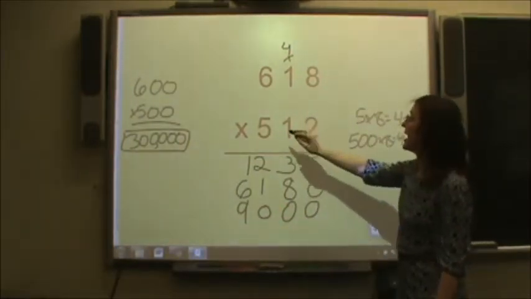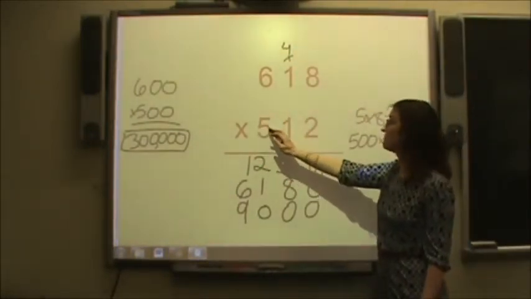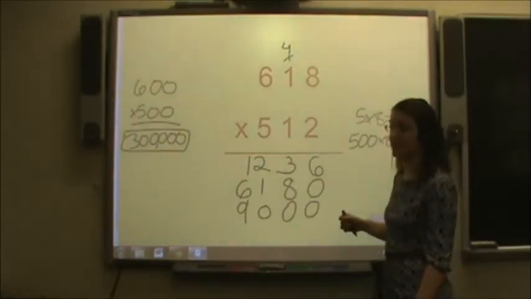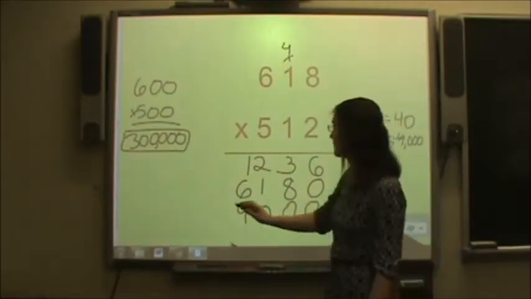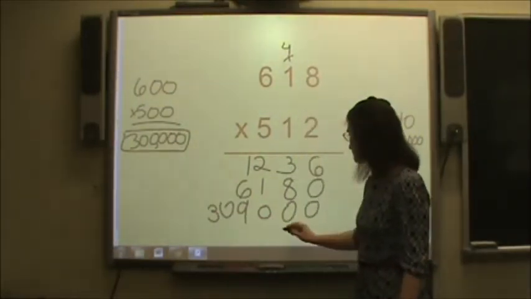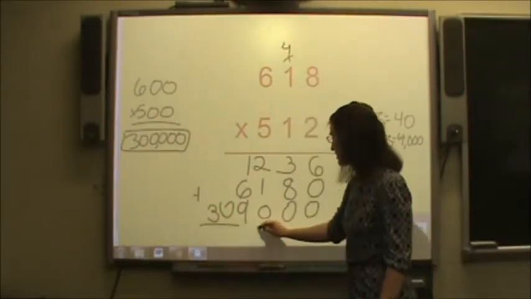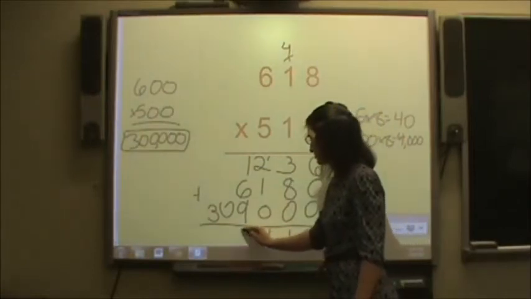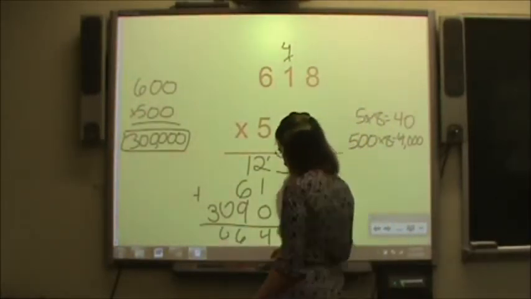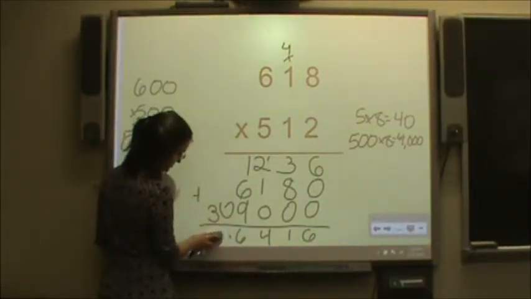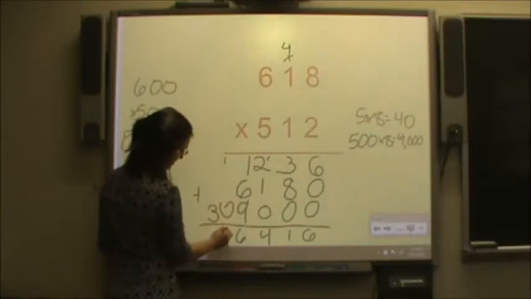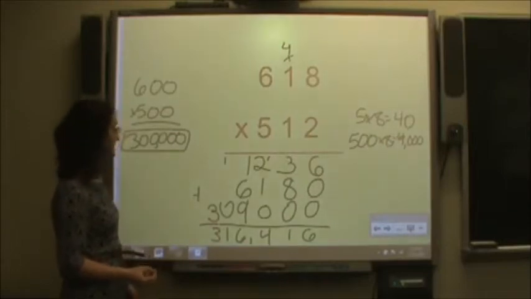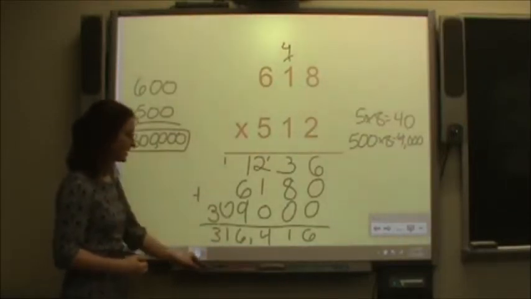Technically 9,000. And then we're going to do hundreds place times the hundreds place. 500 times 600 is going to be a huge number. So we shorten it and we say 5 times 6 is 30. So I'm going to write down my 30. And now I'm going to add them together just like before. That needs to be here. Need to carry 1 there. 316,416. That's pretty close to our estimate, so I feel confident in the answer.